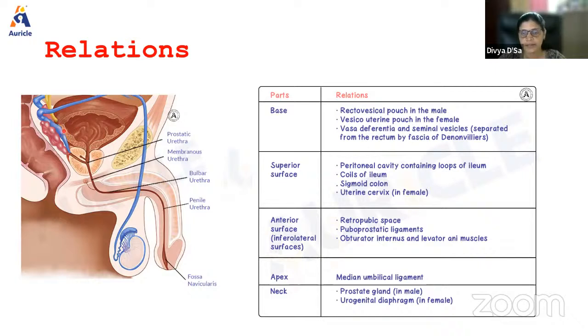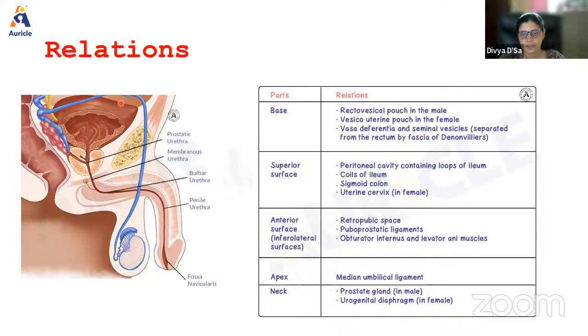So here we get the rectovesical pouch in males, whereas the vesicouterine pouch in females. In addition to that, there will be the vas deferens as well as the seminal vesicles in males, which is separated from the rectum by the fascia of Denonvilliers. That is seen near the base.